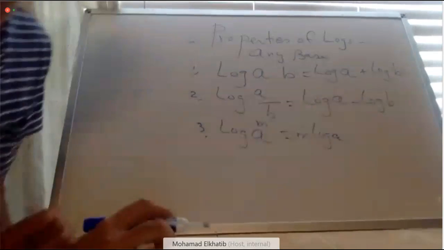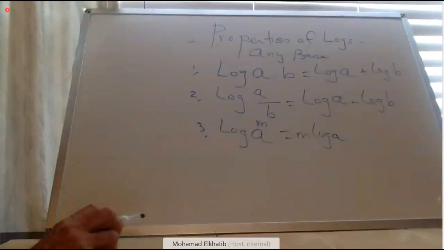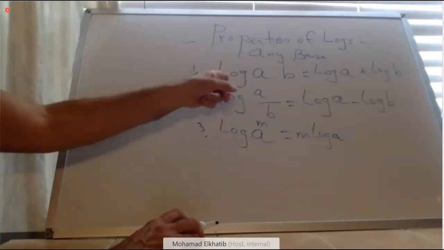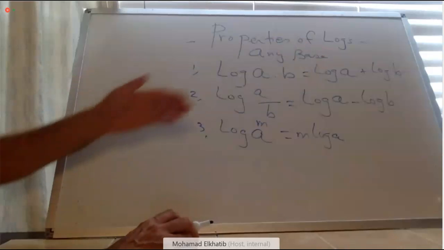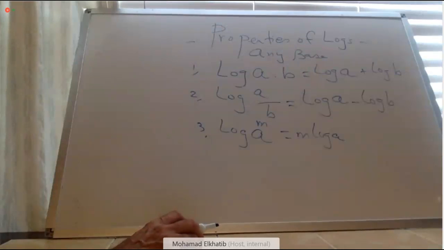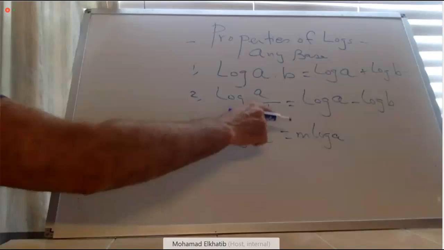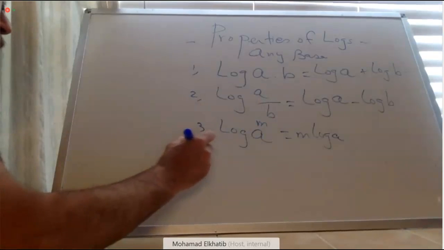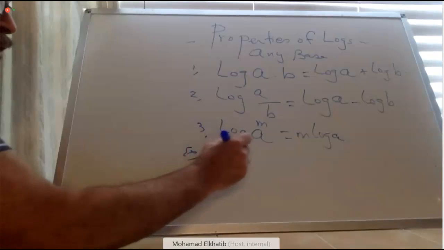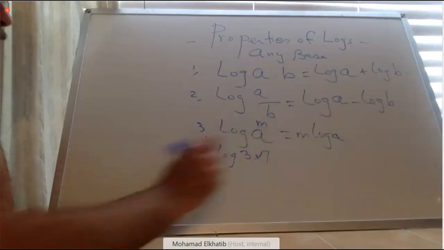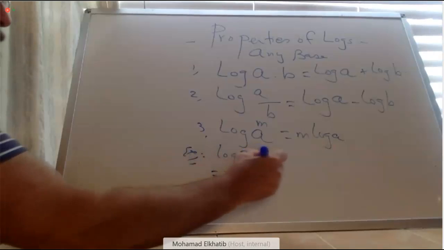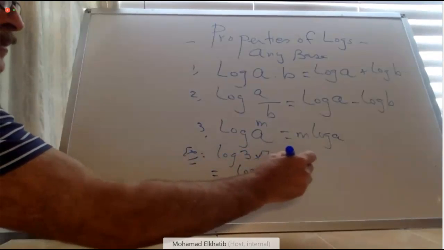These work for any base. It's really easy to memorize. If log A times B, you just add. Log A over B, you subtract. And if you have the exponent, you just make the exponent in the front. For example, let's say I want to find log 3 times 7. So it'll be what? It'll be log 3 plus log 7.